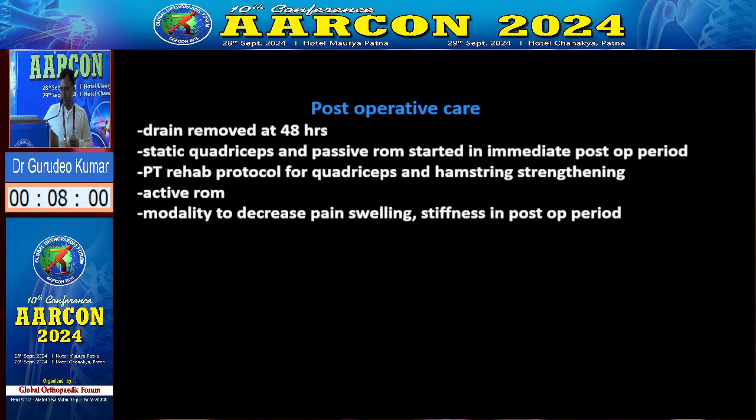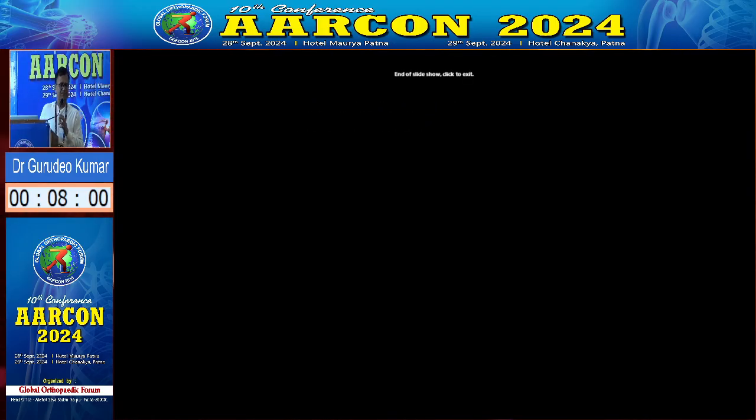The post-operative care is that the drain should be removed after 48 hours. Static quadriceps exercises and passive range of motion are started in the immediate post-op period. Post-operative rehab protocol includes quadriceps and hamstring strengthening exercises, active range of motion, and modalities to decrease pain, swelling, and stiffness in the post-operative period. Thank you.